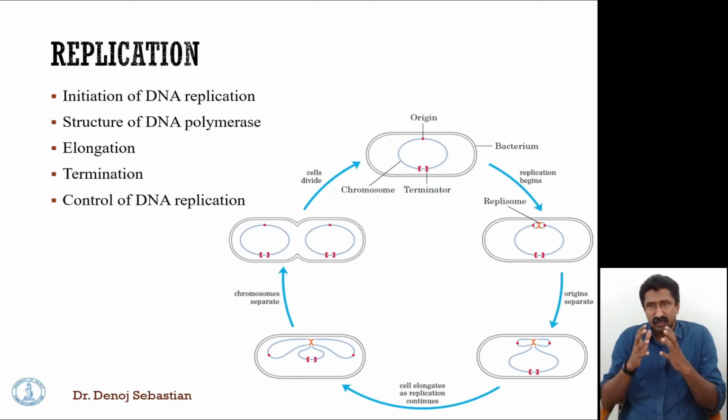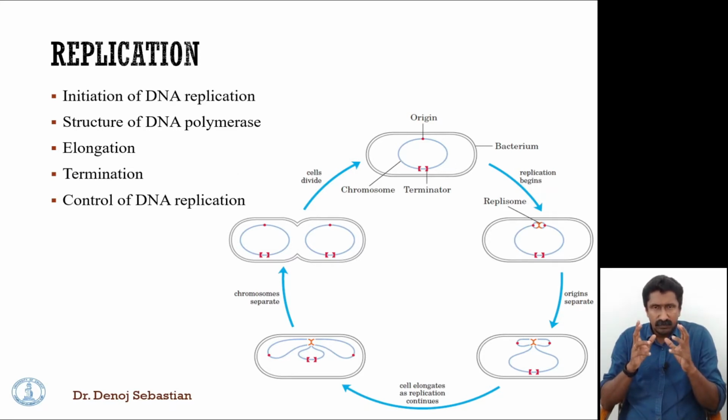Here, in case of the replication process, or the different steps in the replication, we have the initiation of the DNA replication. Then we have to understand the structural differences between the different DNA polymerases that are used in the DNA replication process. Then the elongation process in the DNA replication, termination, and the overall control of the DNA replication process. This is the outline of the topics that we are going to deal with.